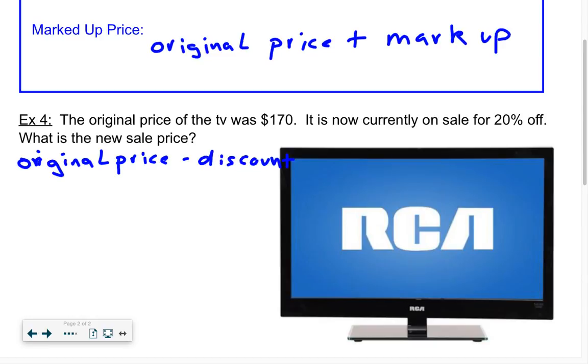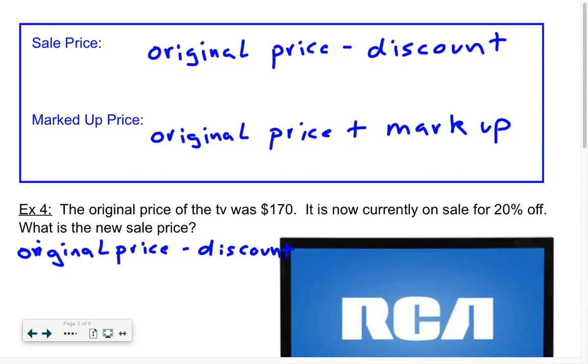The original template was the original price minus the discount. Problem is, do we know what the actual amount of the discount was? No. So that's the first thing we have to find. On sale for 20% off, how do we find it? Well, we again begin by taking the amount that they give us, 170, and we need to take it times the percentage that it's off. 20% being equivalent to 0.2.